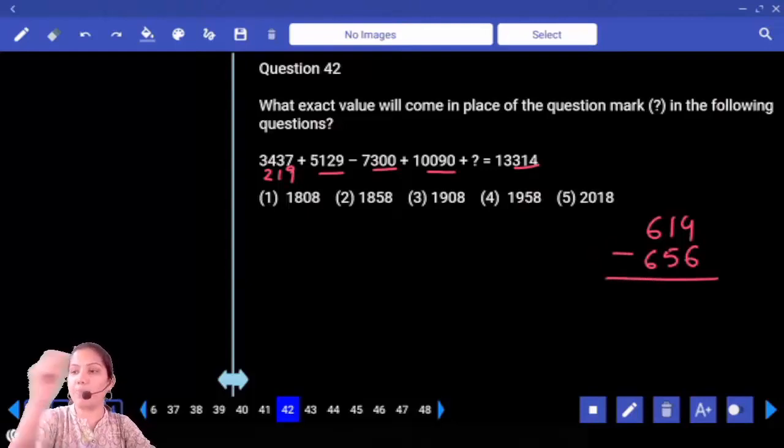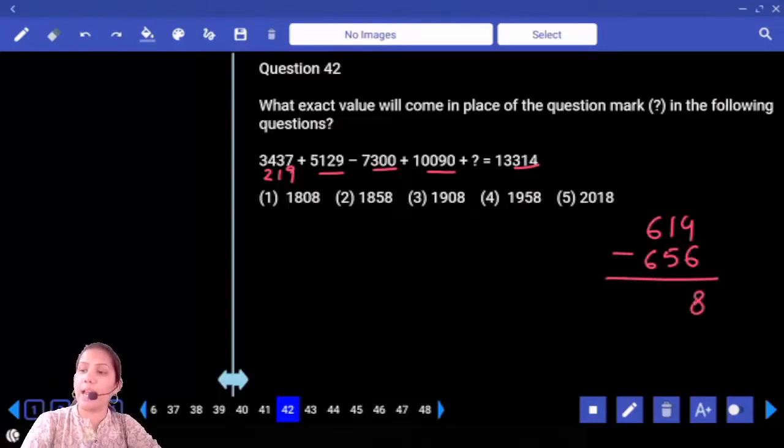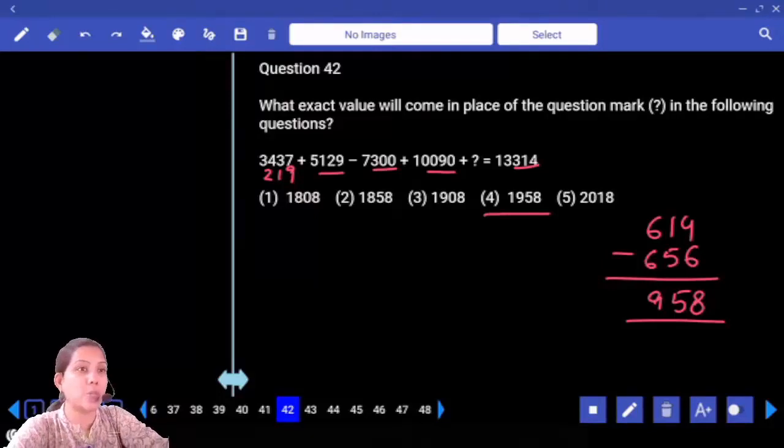So 614 minus 656, right? Plus minus 56. So 14 minus 6 is equal to 8. And 10 minus 5 is equal to 5. 15 minus 6 is equal to 9. So the answer must end with 958. Only one option, that is the fourth option. Suppose the last two digits are 58, the answer must end with 58. How many options end with 58? Two options. So to separate them, I am checking three digits.